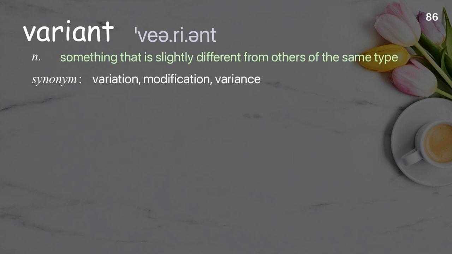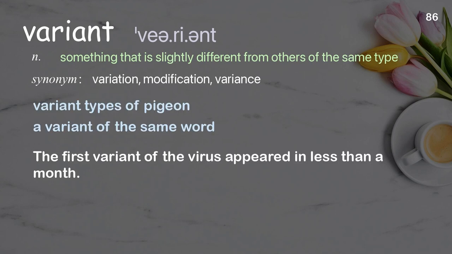Variant. Something that is slightly different from others of the same type. Examples. Variant types of pigeon. A variant of the same word. The first variant of the virus appeared in less than a month.